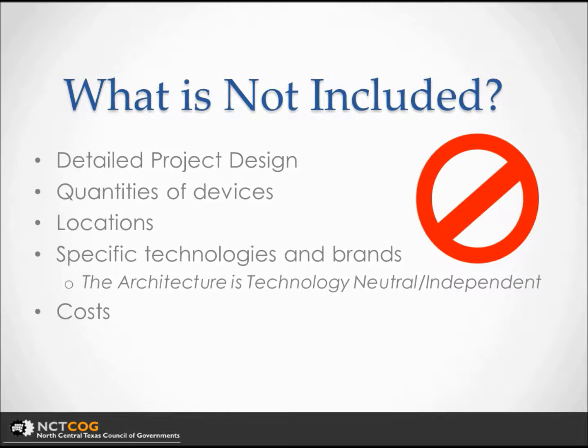Not included in a regional ITS architecture are detailed project designs that include the quantities of devices, the locations those devices will be placed at, the specific communication such as wireless or microwave or fiber optic, the brands or the exact technologies that will be used to achieve the services and functions of the architecture. The architecture is technology neutral and independent. It focuses on the functions and not on the devices by brand or technology that will achieve those functions. And regional ITS architecture also does not include costs.